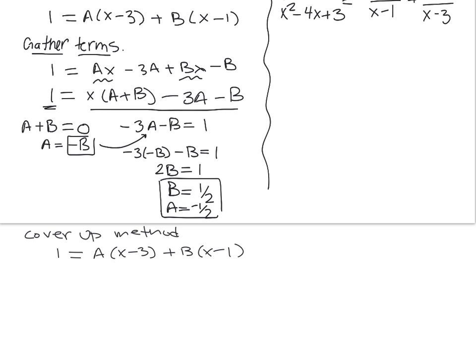If you cleverly pick values of x, you can make certain terms go away so that you can find a and b easily. So, for example, if I were to plug in x equals 3, this term disappears. So if you plug in x equals 3, you get 1 equals b times (3 minus 1), which is 2, and b is 1/2. Notice that's the same thing that we had above. And one reason that's called the cover-up method is that you can just plug in x equals 3 and cover up the a times (x minus 3) term.